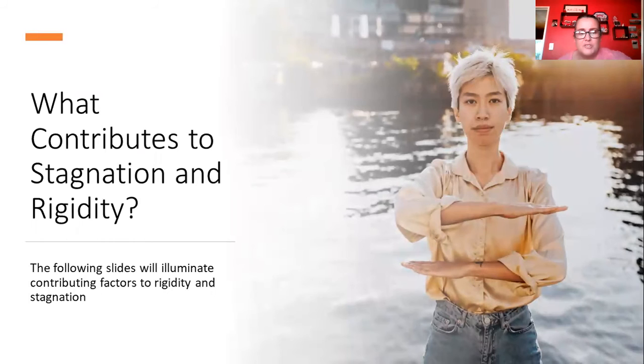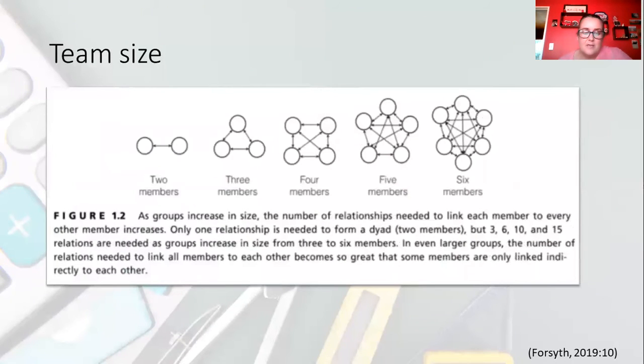What contributes to stagnation and rigidity? The following slides are going to illuminate contributing factors to rigidity and stagnation. Team size. As groups increase in size, the number of relationships needed to link each member to every other member increases. Only one relationship is needed to form a dyad of 2 members, but 3, 6, 10, and 15 relations are needed as groups increase in size from 3 to 6 members.